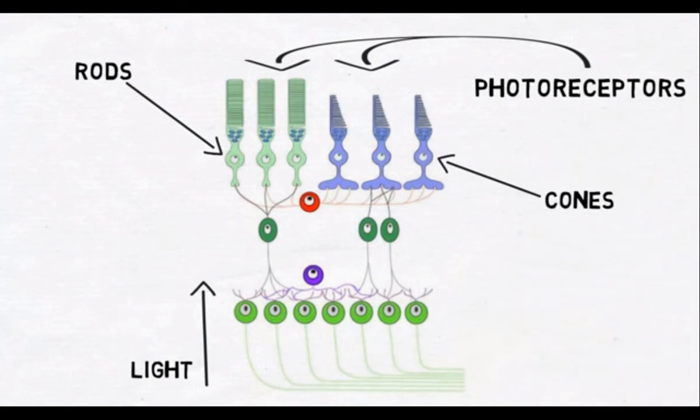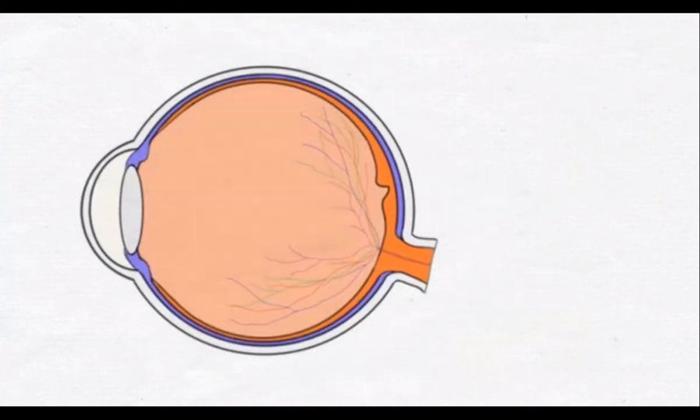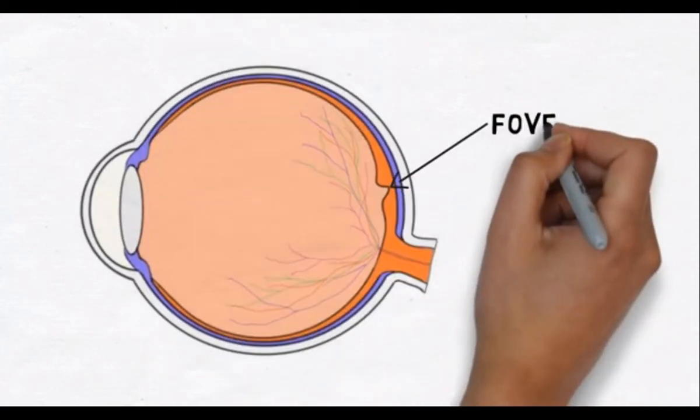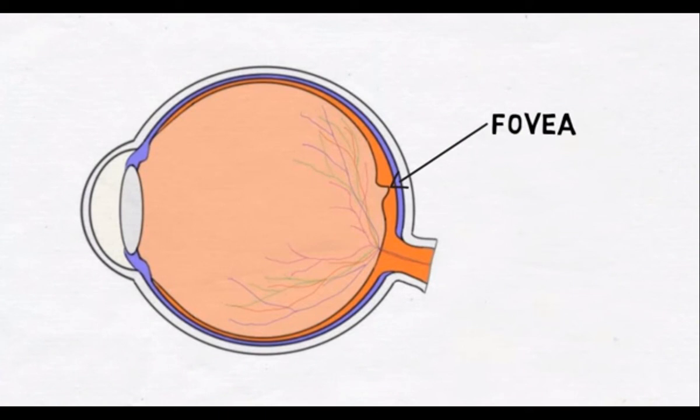Rods allow us to see in dim light, but don't allow for the perception of color. Cones, on the other hand, allow us to perceive color under normal lighting conditions. Throughout most of the retina, rods outnumber cones. In one area called the fovea, however, there are no rods but many cones. The fovea represents the area of our retina that provides our highest acuity vision, and thus is at the center of our gaze.